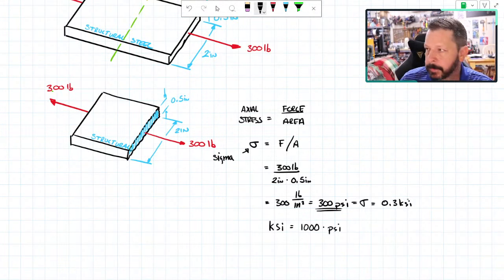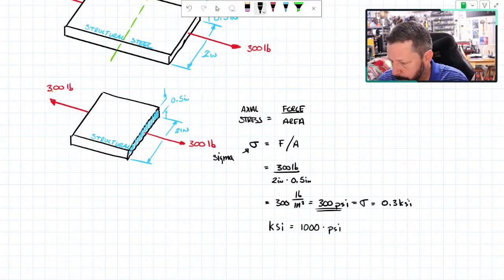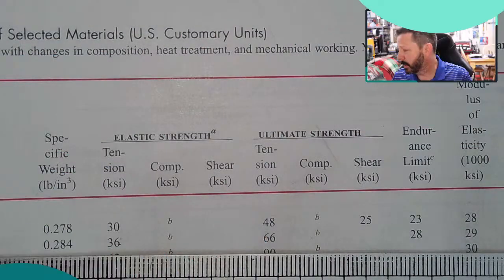We do this because the strengths of most engineering materials are really pretty high in PSI, like tens of thousands of PSI or more. And so it's just easier to deal with. Instead of 36,000 PSI, it's easier to use 36 KSI, just to write it and deal with it and average out the decimals and all that kind of stuff. So let's go back to our book and look at what we have over here.